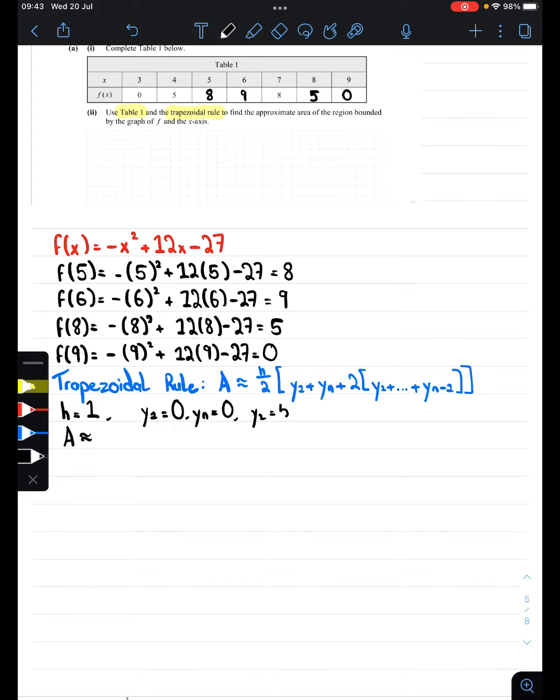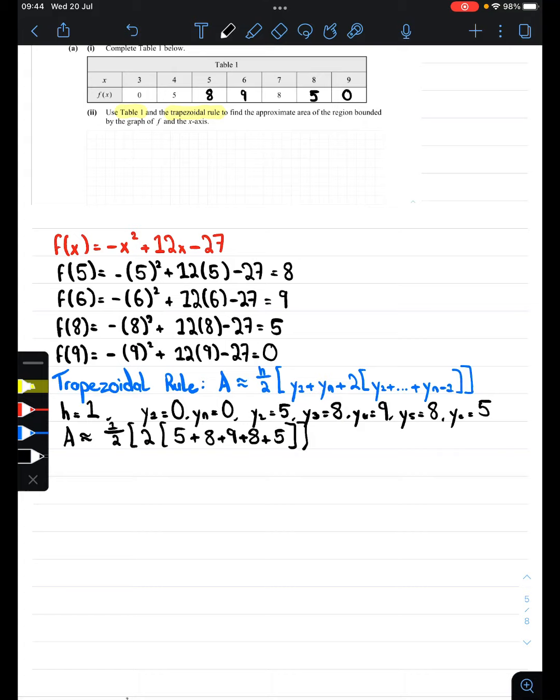y2 equals 5, y3 equals 8, y4 equals 9, y5 equals 8, and y6 equals 5. Okay, so A is approximately h over 2, which is 1 over 2, by y1 plus yn, which are both 0, so we can just ignore those. We can just multiply by 2, and then y2 all the way up to y6. So 5 plus 8 plus 9 plus 8 plus 5.